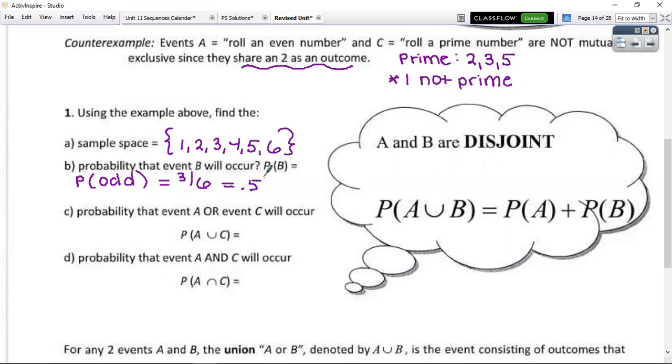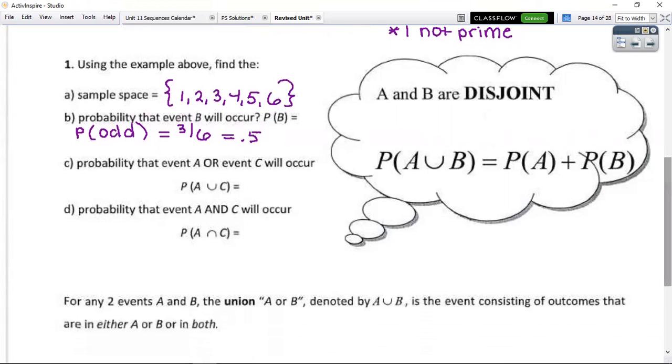Now we're going to introduce some notation. Next, what you want is the probability that event A or C will occur. This is what we call a union. So this is a union, and what you're going to do is combine all of your outcomes. So we are going to combine them.